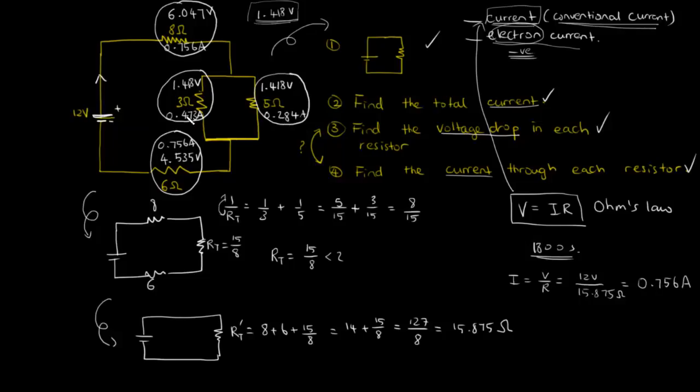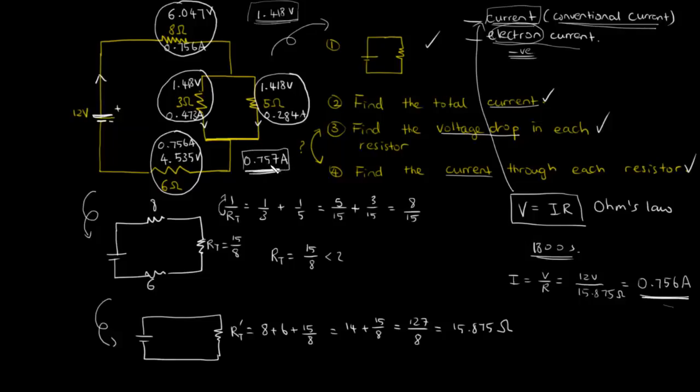And let's actually check this one. I'm going to add these two. This is the current that goes through this part of the circuit, and this is the current that goes through this part of the circuit. If I combine these two, I must get the total current there. So 0.284 plus 0.473, and what I get is 0.757 amps. That's very close to this value here, isn't it? The error of 0.001 amp comes from the rounding error. So that's insignificant really.